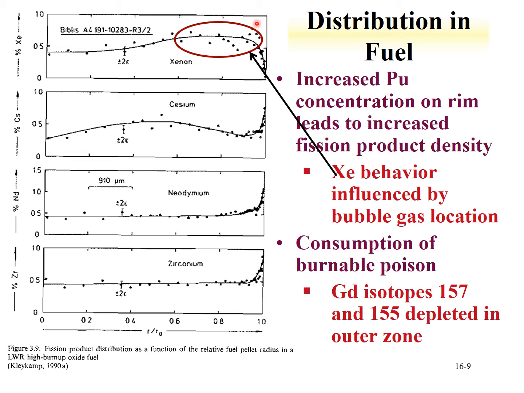Now, xenon, we actually see a decrease right on the edge here, and this is due to the fact that xenon is going to be extremely volatile in fuel, and what it'll do, it'll find locations where there's voids and congregate in those voids. There's also some variations in burnable poison. Gadolinium isotopes 157 and 155, used as burnable poisons, tend to be depleted in this outer zone.